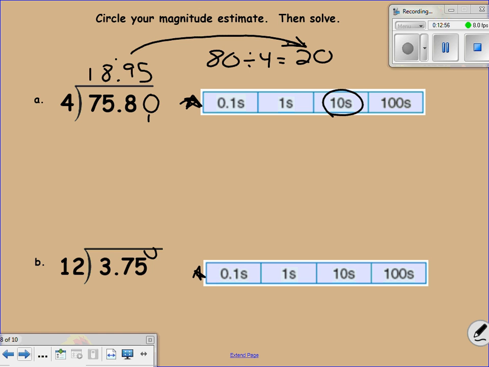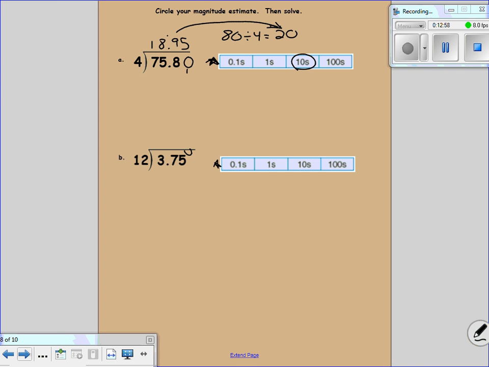Okay. Extend this out. I'm going to estimate this one out. Okay. 12 goes into 3.75. So this one's a little trickier, kids. You're going to have to be doing some division. We've seen something just like this one on our homework. This is what I want you to try and solve.